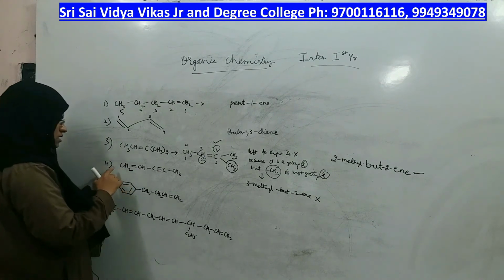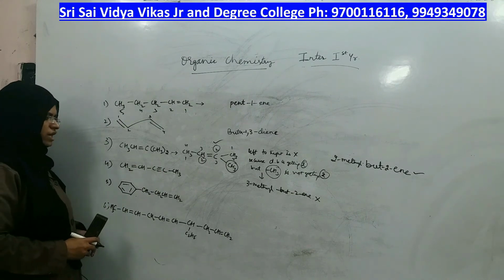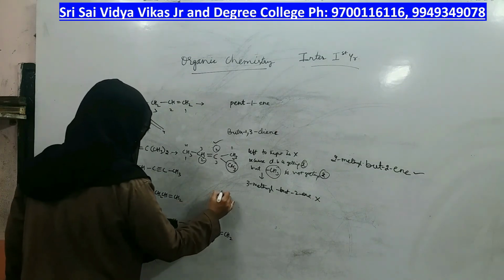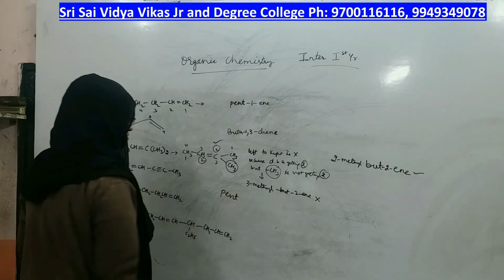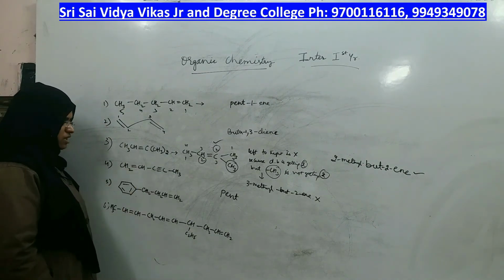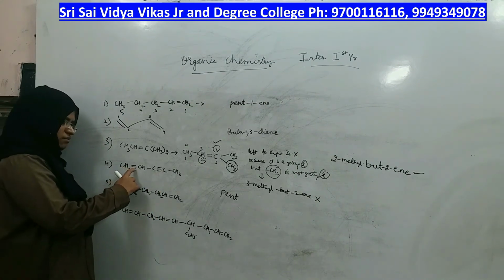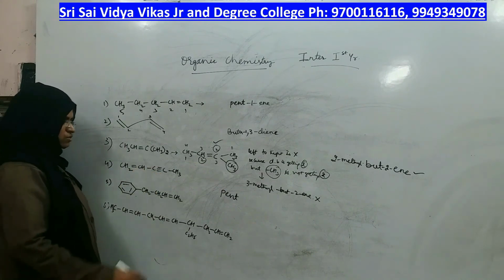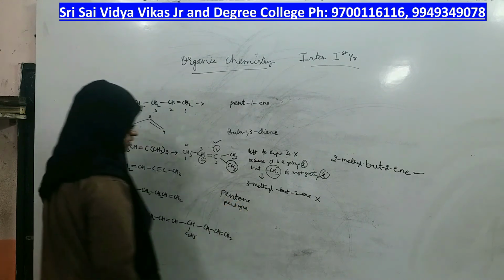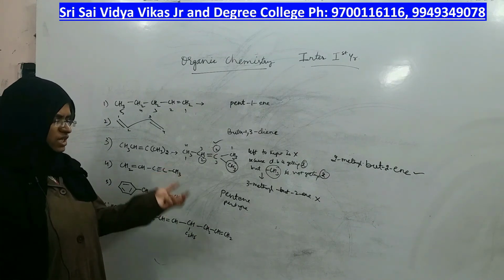In the next example, 1, 2, 3, 4, 5. How many carbons are present? 5 carbons are present, right? 5 carbons means the root word should be pent. Shall I write pentane? No, I cannot write pentane, because there is a double bond as well as a triple bond. So in this compound, a double bond as well as a triple bond is present. So I should write pentene for the double bond and pentyne for the triple bond. Can I write pentene, pentyne as the name? No, I cannot. In the name itself, I should write ene as well as yne.